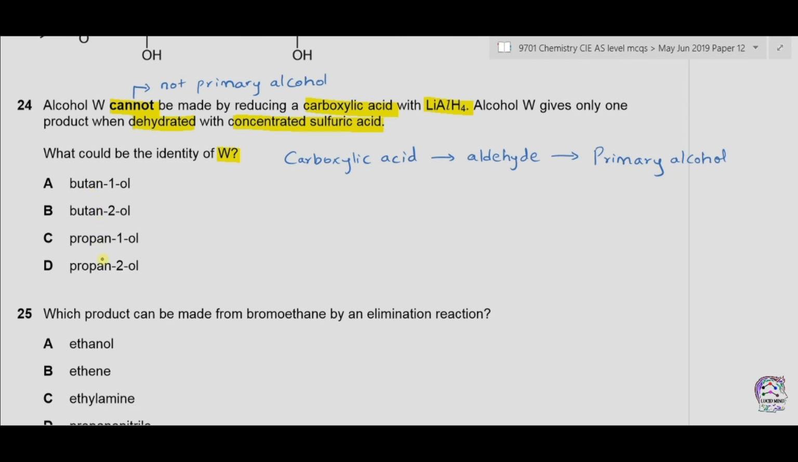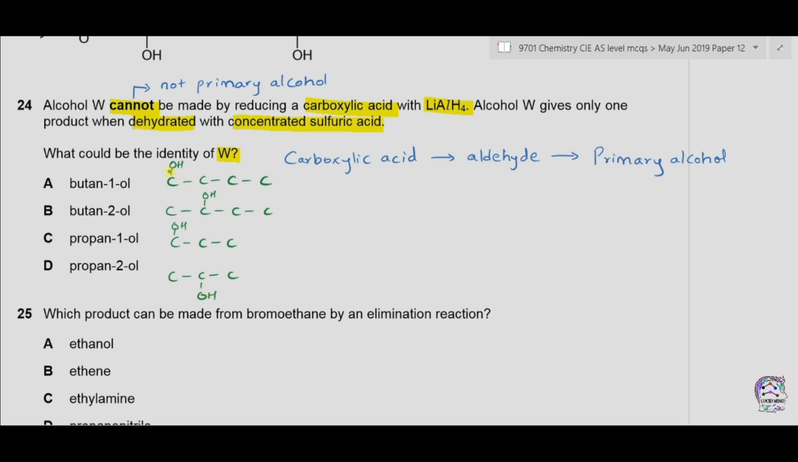Let's first find out which one of them is primary alcohol and which is not. A is butan-1-ol, so we have 4 carbon atoms and OH is attached to the first carbon atom. Second is butan-2-ol. Again we have 4 carbon atoms and OH is attached to the second carbon. In C we have 3 carbon atoms and OH is attached to the first carbon. In D we have OH attached to the second carbon.